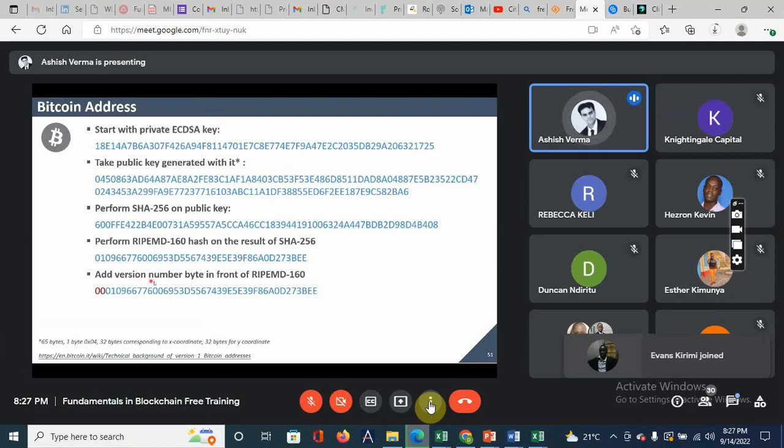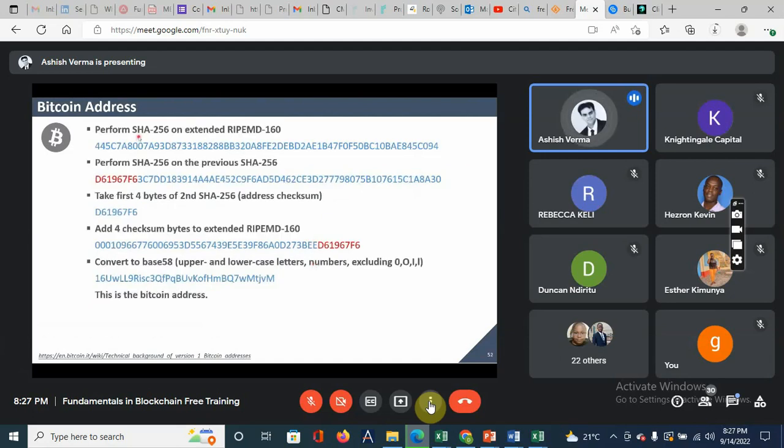Okay, then we add a version number byte in front of the RIPEMD-160 output. So let's say this is version 00. So we prefix 00 followed by the output which we got in the last step. Then we do another SHA-256 on the last input. We get this hash. Then after this, we perform one more SHA-256, and this is the result we get. And then we only take these first 8 characters, and we use this in the address.